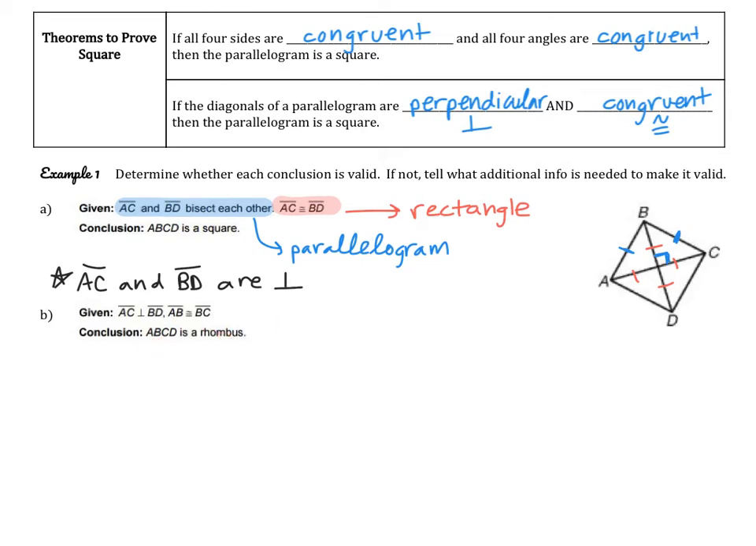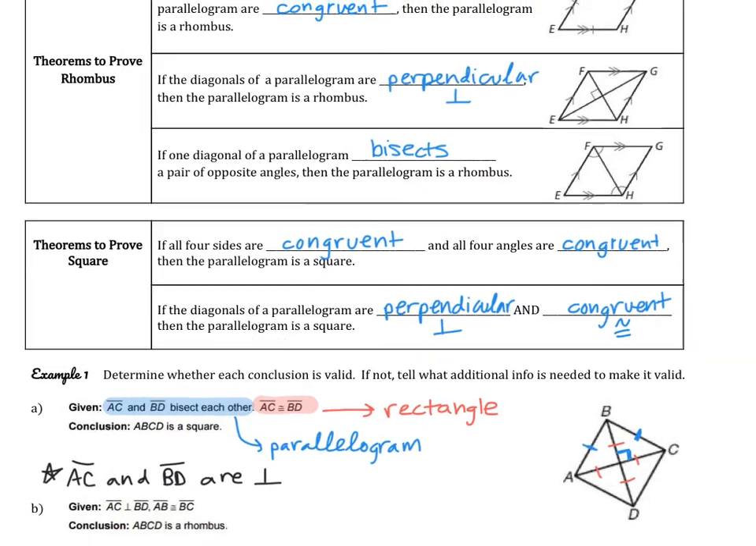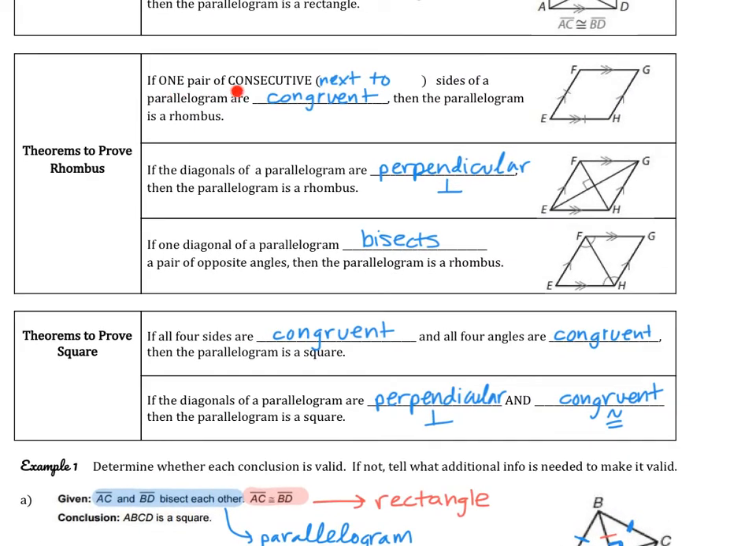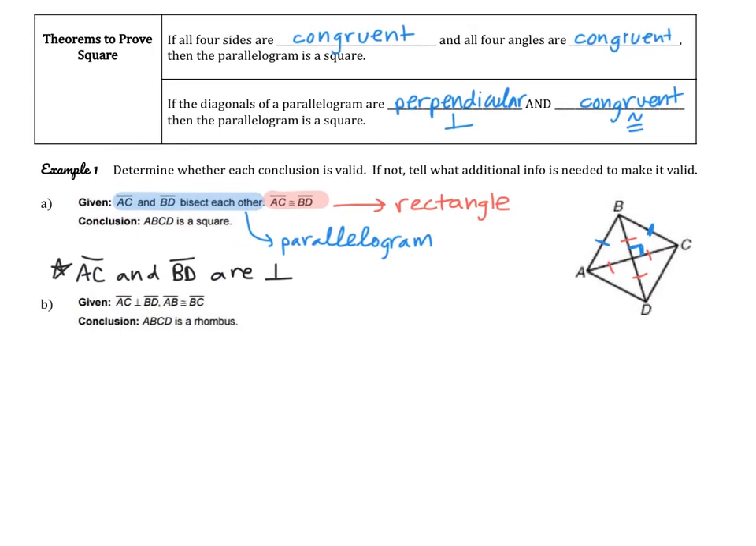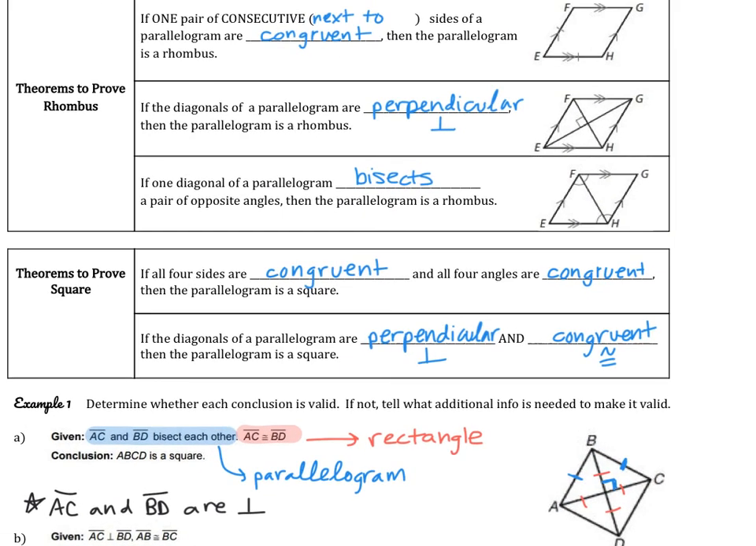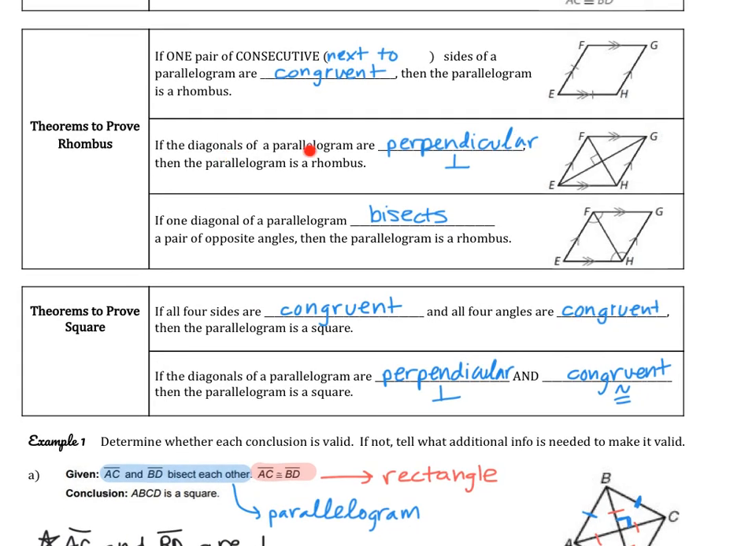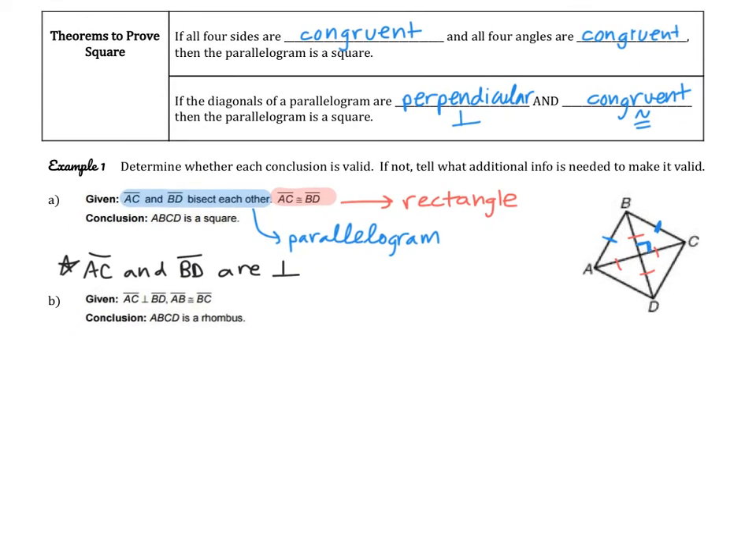So remember, with a rhombus, one of the theorems was if one pair of consecutive sides are congruent, then it must be a rhombus. So we know that AB and BC are consecutive sides and they're congruent, so that makes it a rhombus. We also know that if the diagonals are perpendicular, then it must be a rhombus. So we actually have two facts that confirm that this figure is a rhombus. So I can write valid.